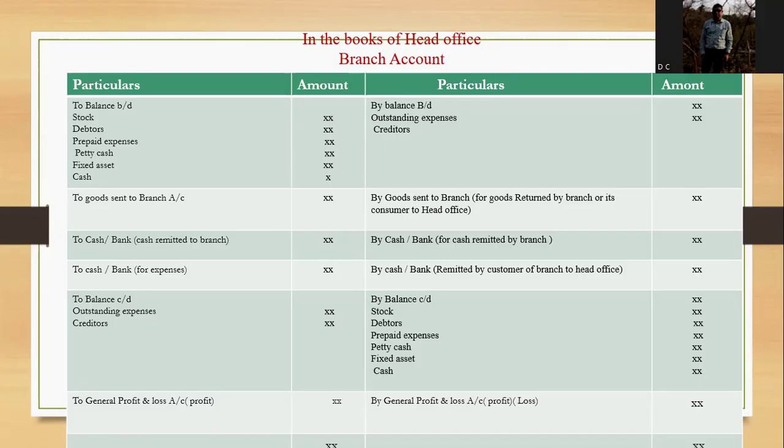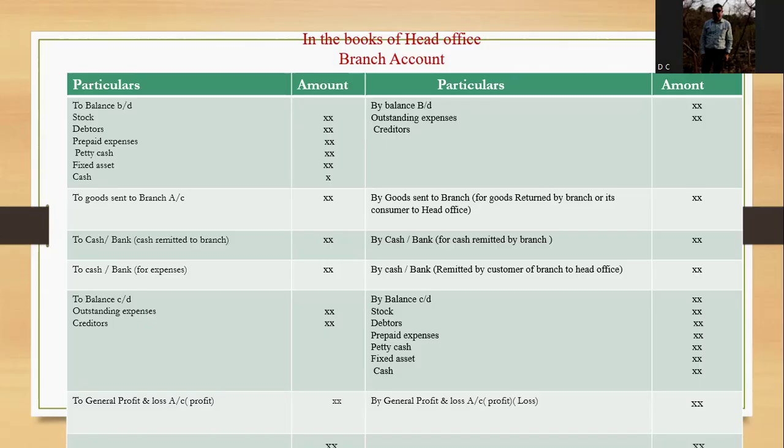Then there is a closing liability on the debit side. Then there is opening liability on the credit side. There may be goods returned by the branch, there may be cash remitted by the branch, there may be cash remitted by the customers, and there are closing liabilities also on the credit side.